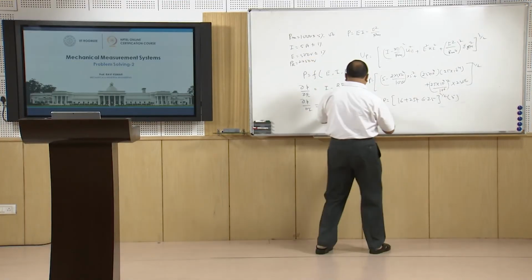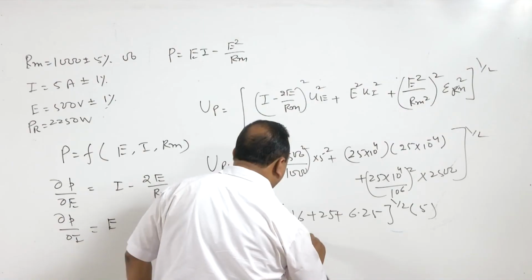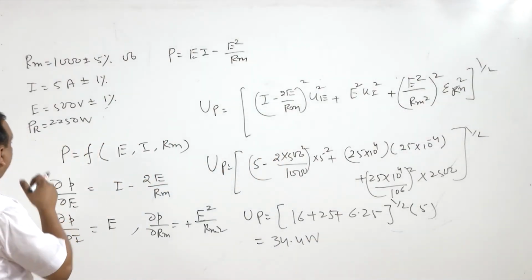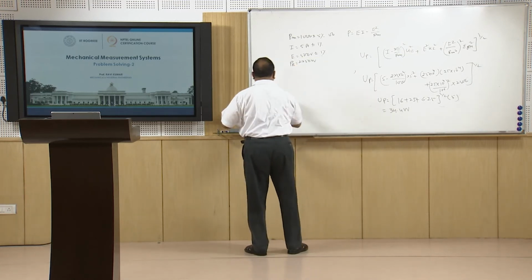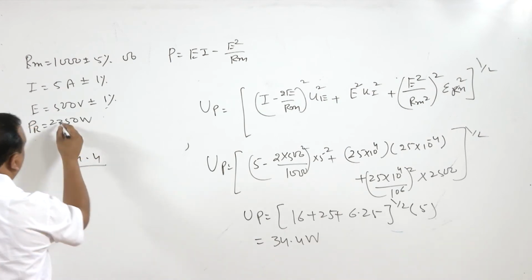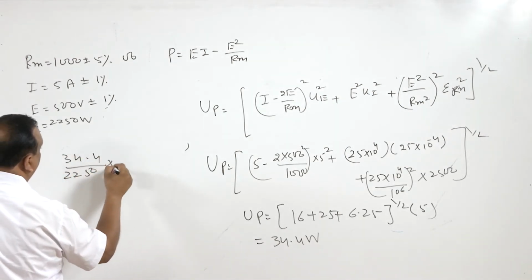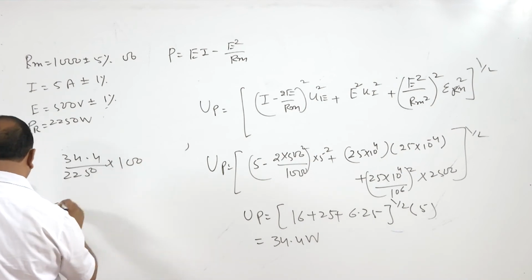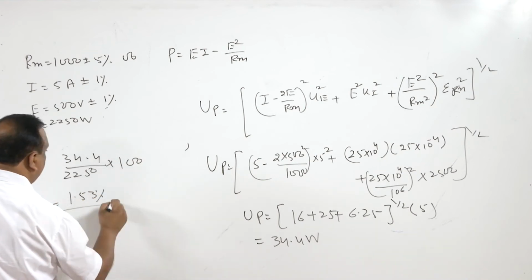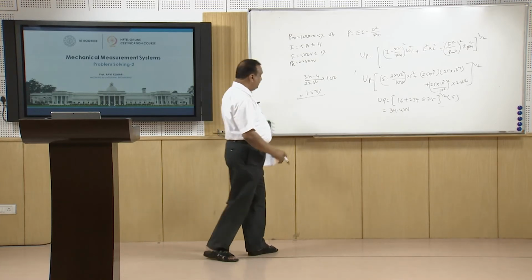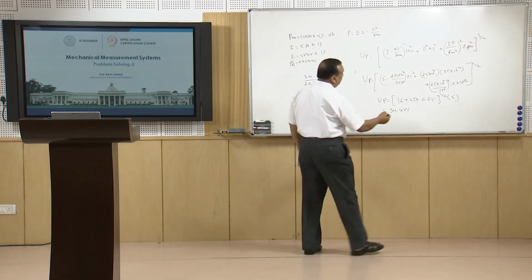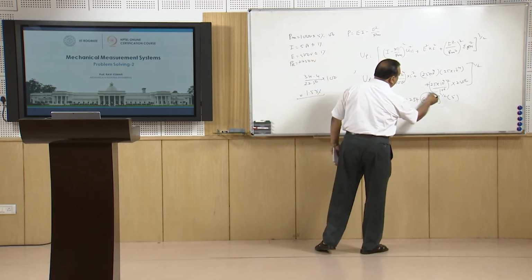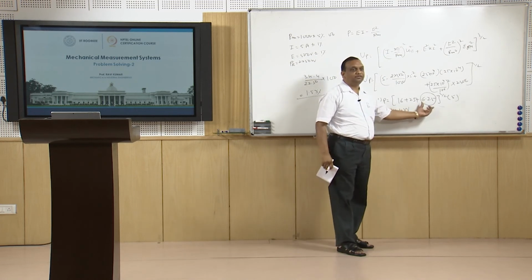And the final uncertainty is 34.4 watts. If you take it percentage wise, the percentage uncertainty is 34.4 divided by 2250 into 100, and that is going to be 1.53%. And the uncertainty in the measurement is lowest when the error in the measurement of resistance of the voltmeter is minimum.